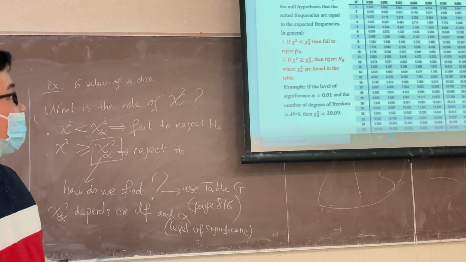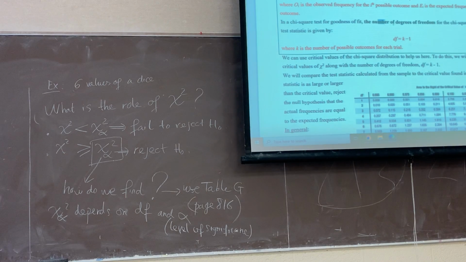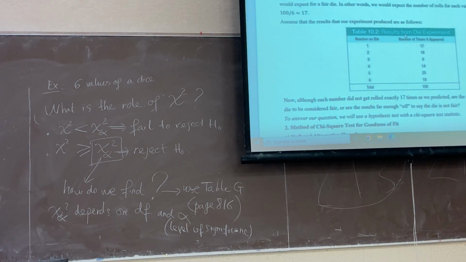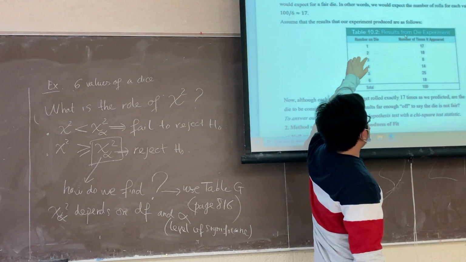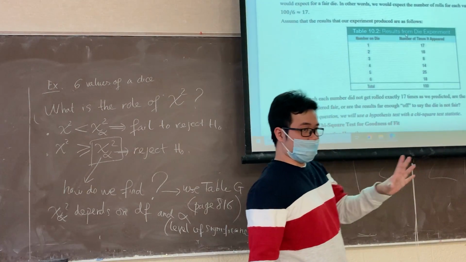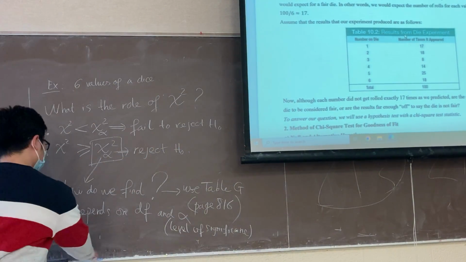And how to find DF? DF means the number of degrees of freedom. That's calculated by this formula: DF is equal to k minus 1. k is the number of possible outcomes for each trial. For example, in this example here, we have 1, 2, 3, 4, 5, 6. We have 6 values, right?